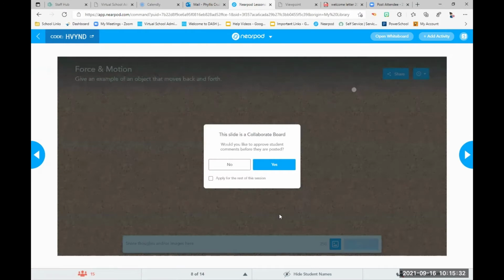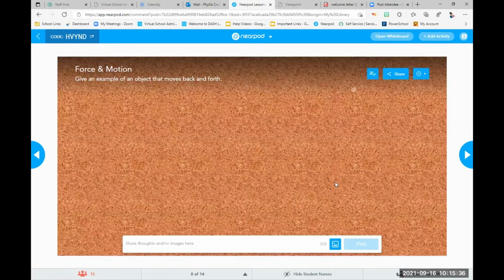There might be another collaboration board. Let's try this one. See if it works, and if not, let's just shout out answers, okay? What is an example of an object that moves back and forth? See if you can post on this one, and if not, go ahead and unmute and yell out what you think can go back and forth.